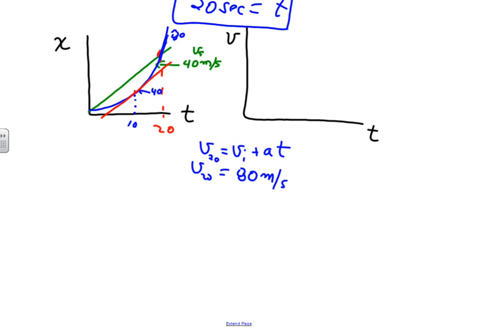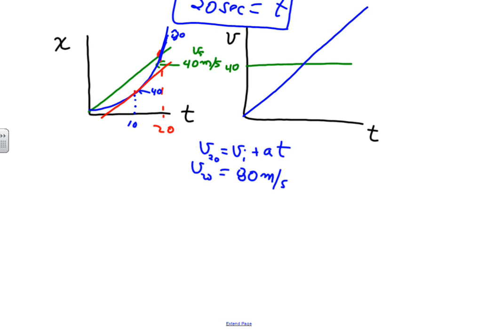Do me a favor and pause the video and try that. All right, hopefully you're back and you didn't just pretend you did it. This one should look straight across because it's 40 the whole time. 40, 40, 40, 40. Every time you look, that speeder's going 40. But this person is changing their speed. They're starting from 0, and they're going like that.